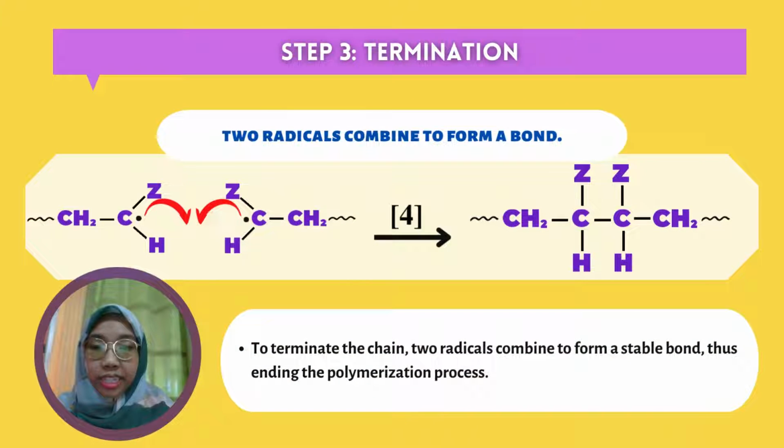Finally, we would get to step 3, the termination step. This is where two radicals combine to form a stable bond together. The carbon radicals on each chain would react together to form a bond, and this would create an even longer chain of polymer.